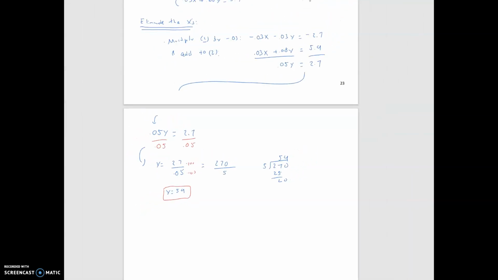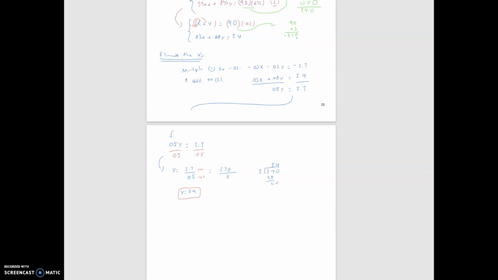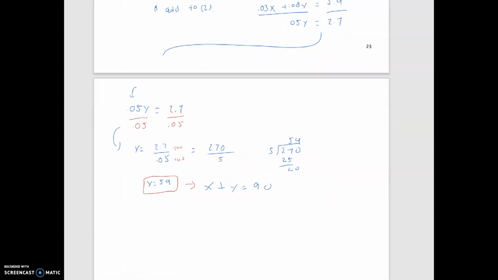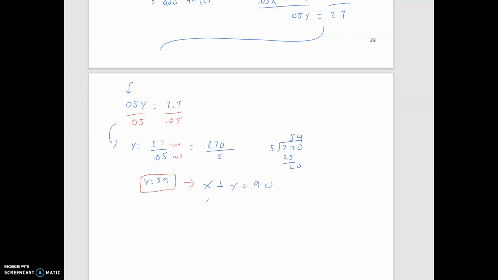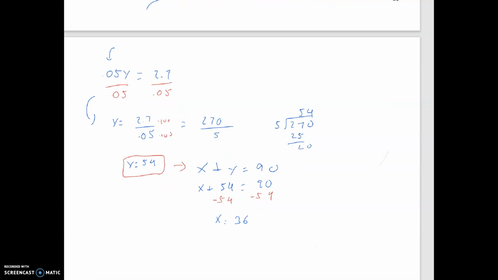The total mix is equal to 90. So from here, we could just say that x plus y is equal to 90, and we already know what y is. So x plus 54 is equal to 90. Subtract the 54, and we're going to end up with 36. So x is equal to 36.